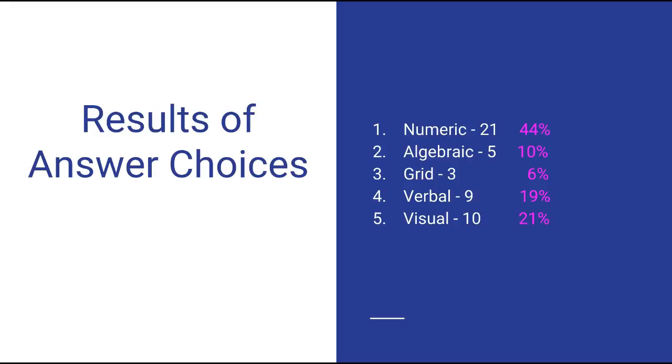Number 4, verbal, there were 9 items, and that was 19% of our test. And then number 5, visual, there were 10 items, which is 21% of the test.